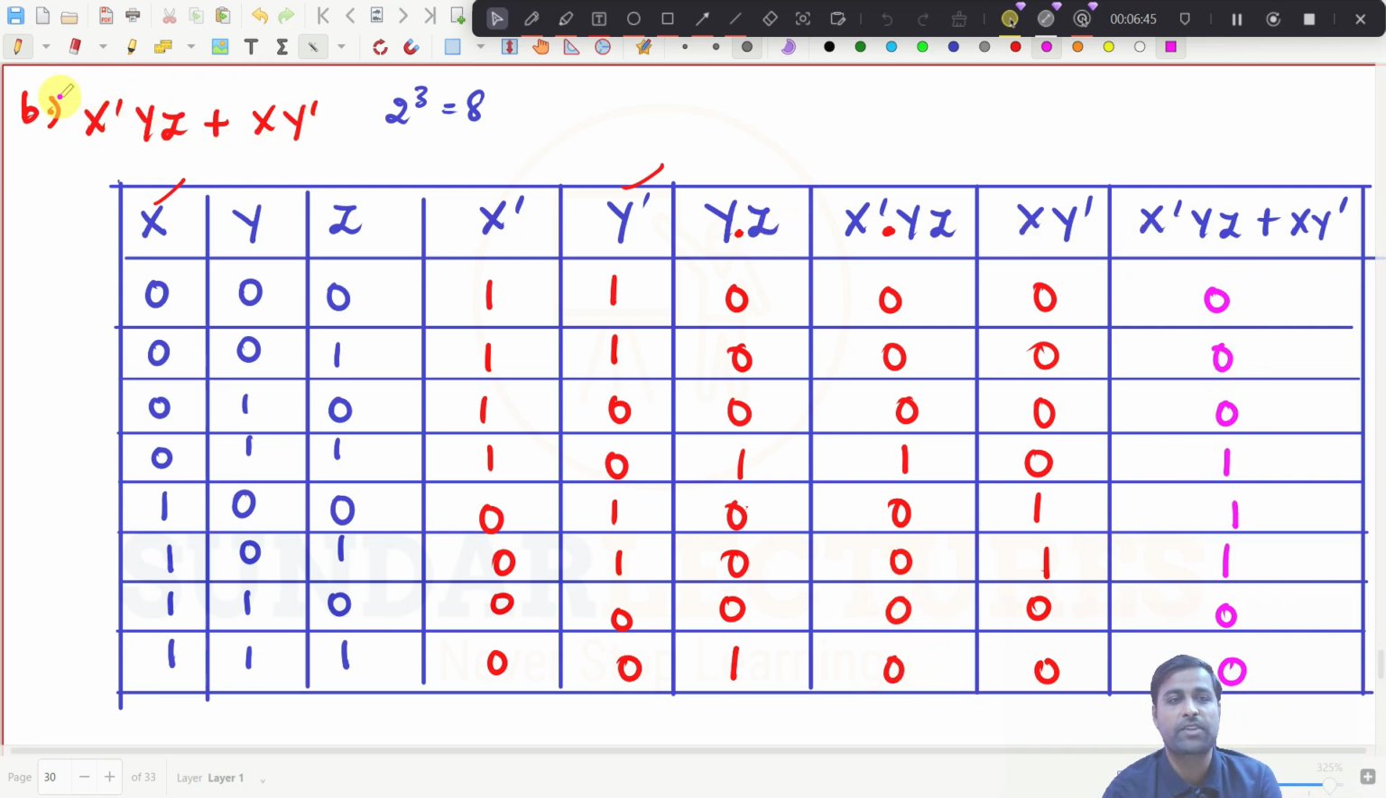So the expression of this one, x bar y z plus x y dash, will give you this one. If you give 0 0 0, the value will be 0, and if you give 0 1 1, then the output will be 1. We have just made the values here. So this is how we need to write the truth table, and the truth table will tell you what is the input and what is the output of a particular Boolean expression, right?